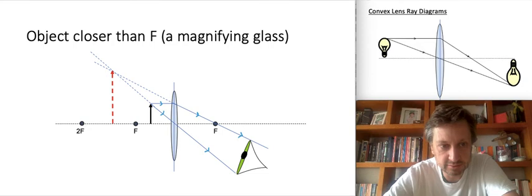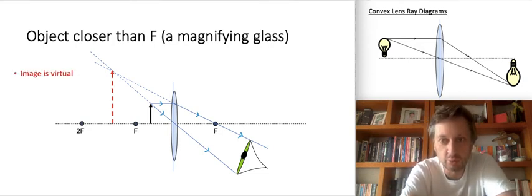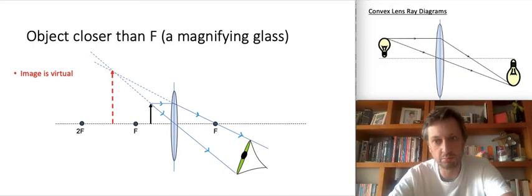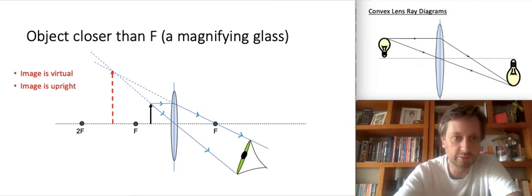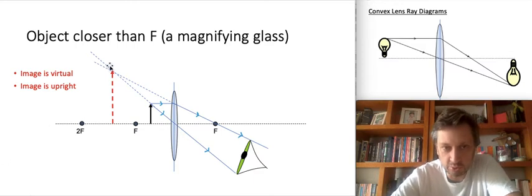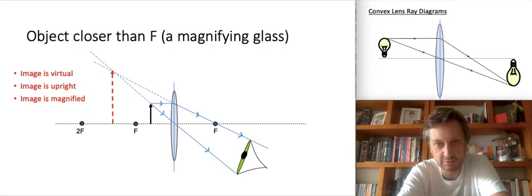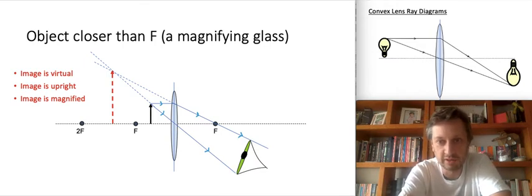Now in this case, the image is not real. The image is virtual. We can't put it onto a screen, but an image does exist, but it only exists in your brain. It's not a real image, it's a virtual image. That virtual image is, well in this case, it's not upside down. It's upright, the same side up as the object. And we can see that it's bigger, the image is bigger than the object, even though it's virtual, so therefore the image is magnified. What I've shown you there is exactly what happens when you look through a magnifying glass.